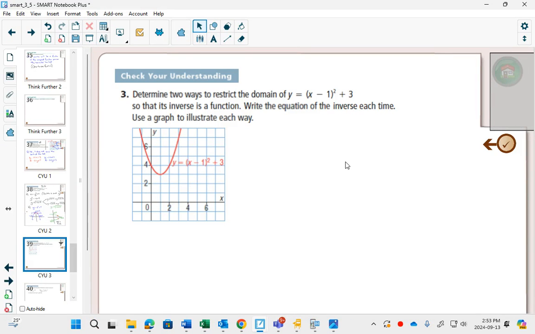Currently, we have a parabola. This parabola doesn't pass the horizontal line test. So if we did the inverse of it, the inverse would not be a function. It would be a sideways parabola just like we've seen before.